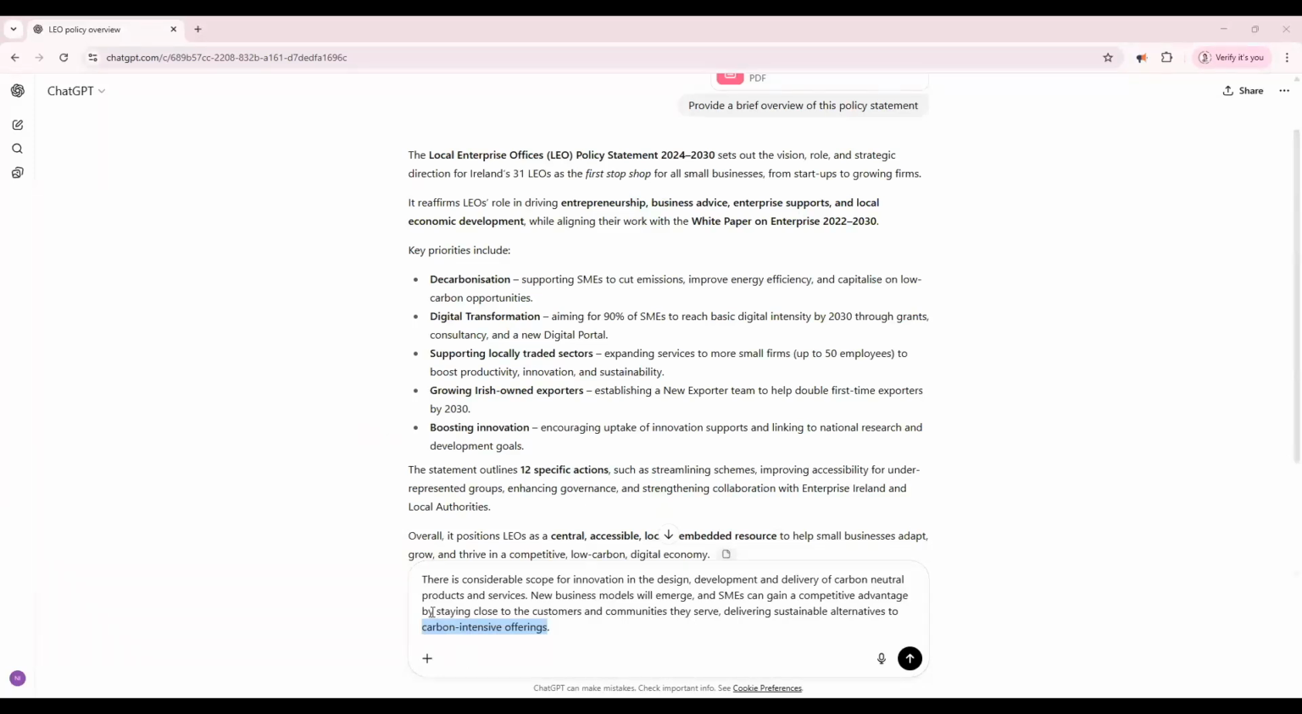The phrase "by staying close to the customers and communities they serve" there as well is quite vague. It would be much easier to read if it were written in a much more direct and concise manner. So in other words, keeping the sentences short and using more plain language.